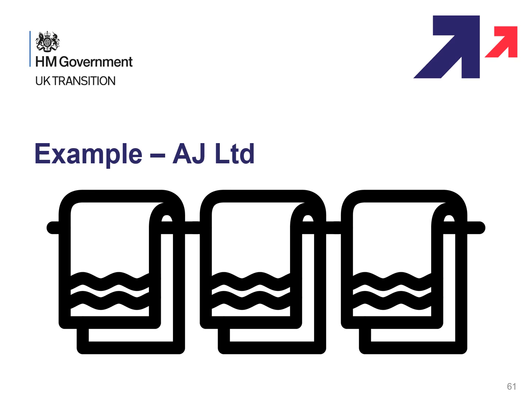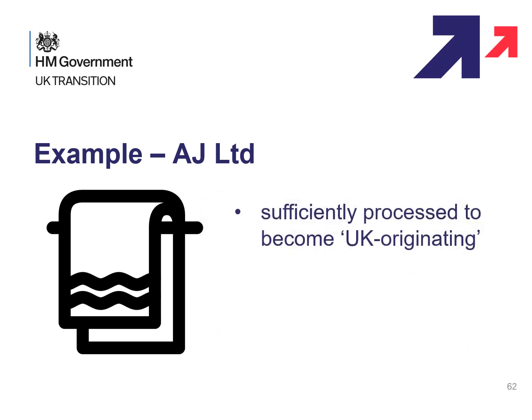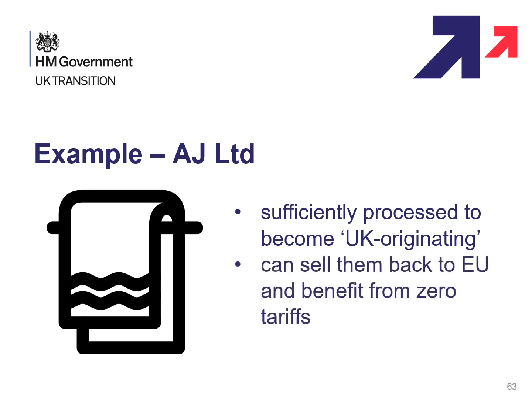The TCA has provisions on cumulation, which means that EU materials can be treated as UK content, provided these materials undergo sufficient processing in the UK and vice versa. AJ Limited sufficiently processes the soft furnishings from the EU so they become UK originating. AJ Limited is then able to sell them back to the EU and benefit from zero tariffs. More information on what counts as sufficient processing can be found in guidance on gov.uk.